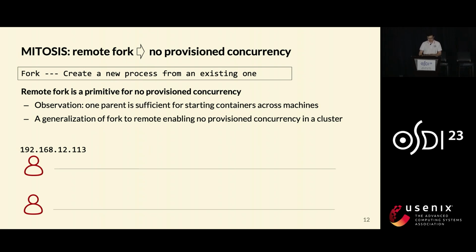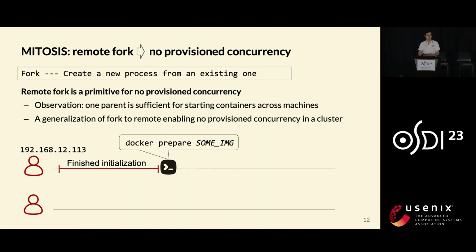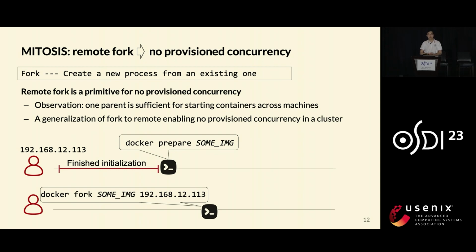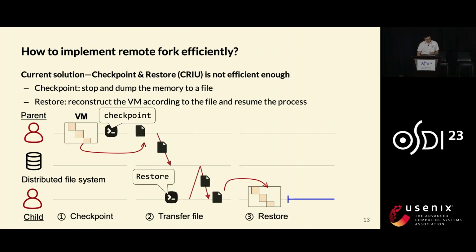One remote fork consists of 3 phases. First, a container is initialized as before on one machine. Second, that machine invokes a prepare interface to make the parent container. Then, another machine can invoke a remote fork interface, designating the parent container, which will fork a new container from the remote one. After that, the container workload can directly run. The technical challenge of Mitosis is how to implement remote fork efficiently.